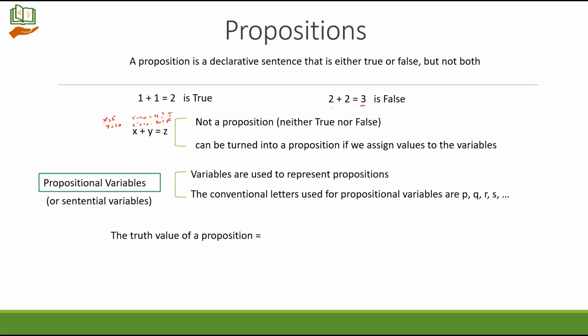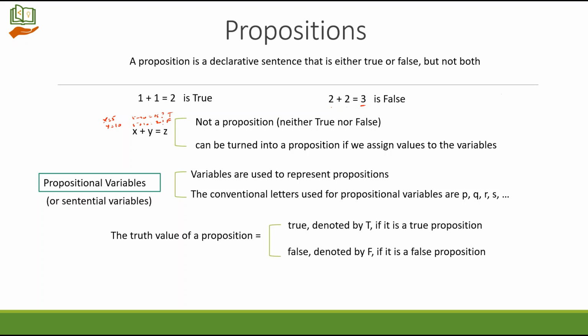From the first 2 examples we can understand there are 2 values that can be given to a proposition. It can either be true or false. This value is actually called the truth value. The truth value can either be true or false. If it is true, we can denote it using the capital letter T when the proposition is true. If it is false, we can denote it by the capital letter F.